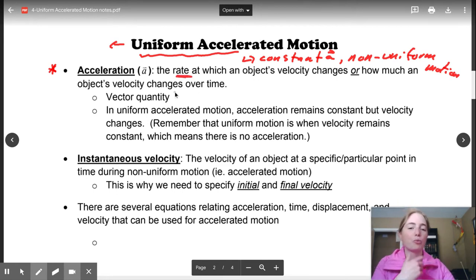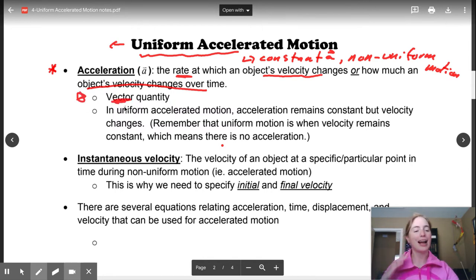This is the rate at which an object's velocity changes. Now remember what that word rate means. Rate means over time. So velocity change over time. Gotcha? So, how much an object's velocity changes over time? It is a vector. Highlight that, emphasize it. You must know it. Less than subtle hint on test. If something's a vector, you gotta know it, guys.